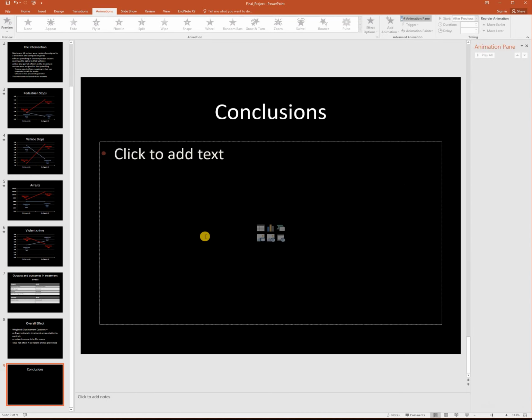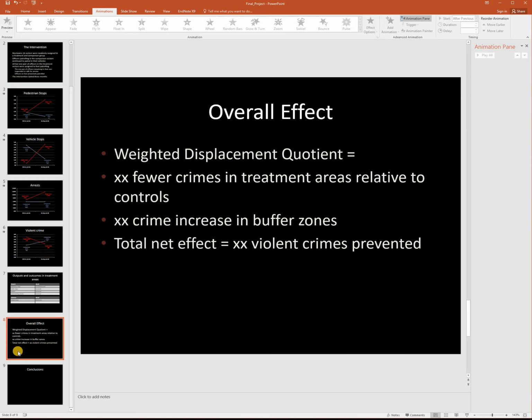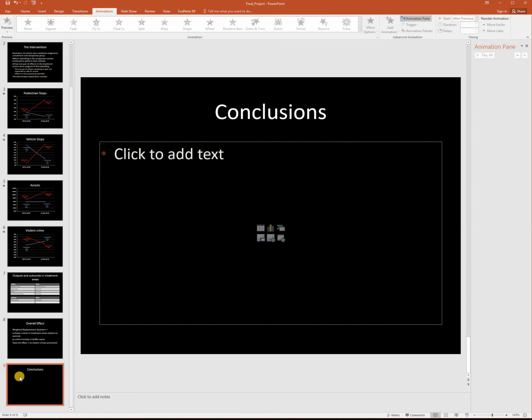Overall, this resulted in a reduction in violent crime by X percent, a total net effect of X number of crimes being prevented. And so what we can conclude is that this type of intervention, where we take officers out of cars and put them on foot, except for one pair, is a successful way that we can prevent crime moving forward in the Nicetown Police Department.